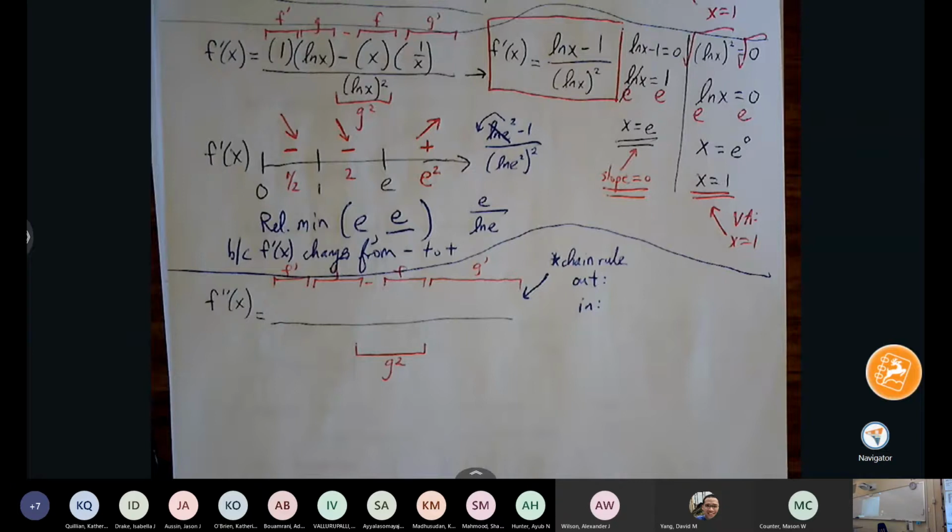Oh, well, I just combined the two since they were both over x. Oh, then we have everything over x.